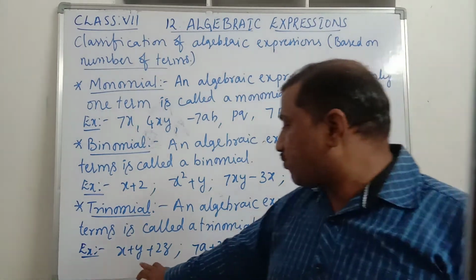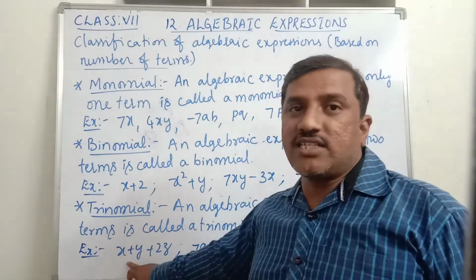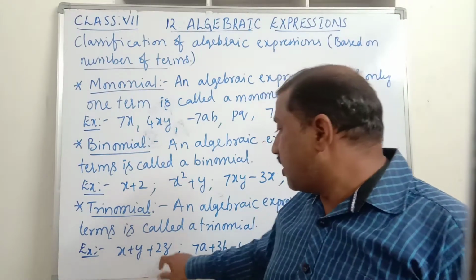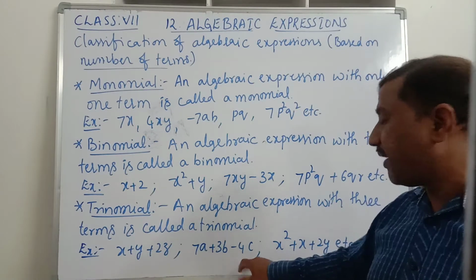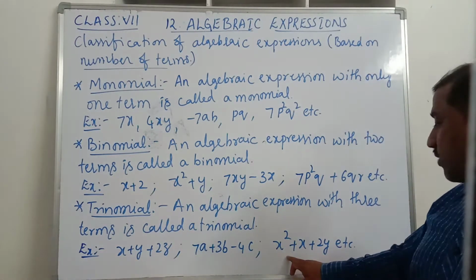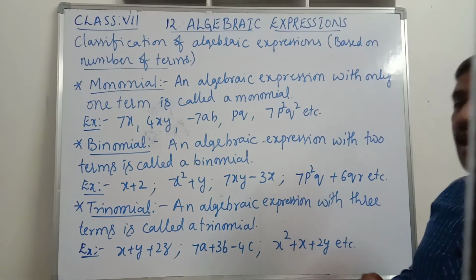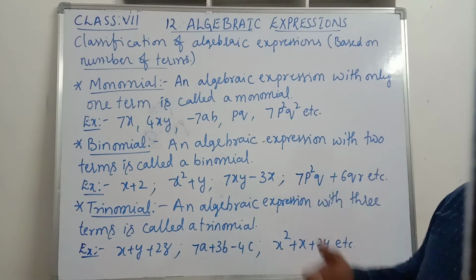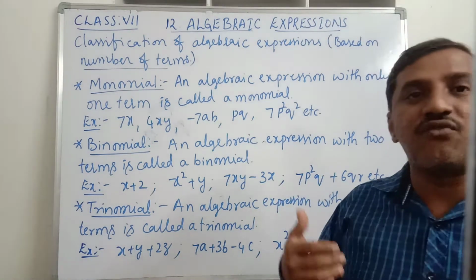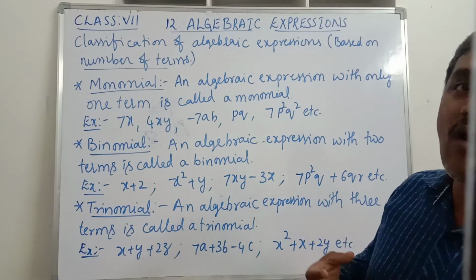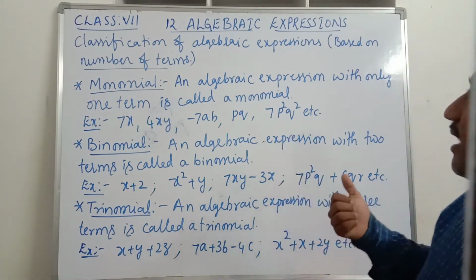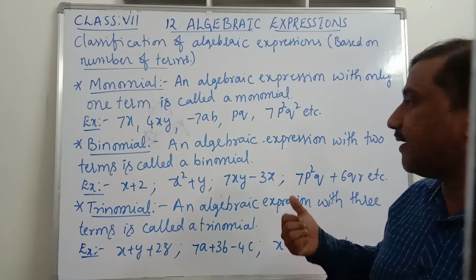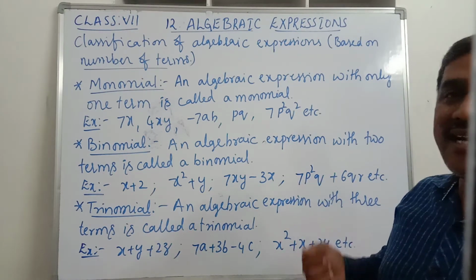Examples: x plus y plus 2z. x is one term, y is the second term, 2z is the third term. Similarly, 7a plus 3b minus 4ac, x square plus x plus 2y are some examples of trinomials. Even if there are four terms, we will call it a quadrinomial. That we will discuss in the higher class. So this is the classification of algebraic expressions: monomial, binomial and trinomial.